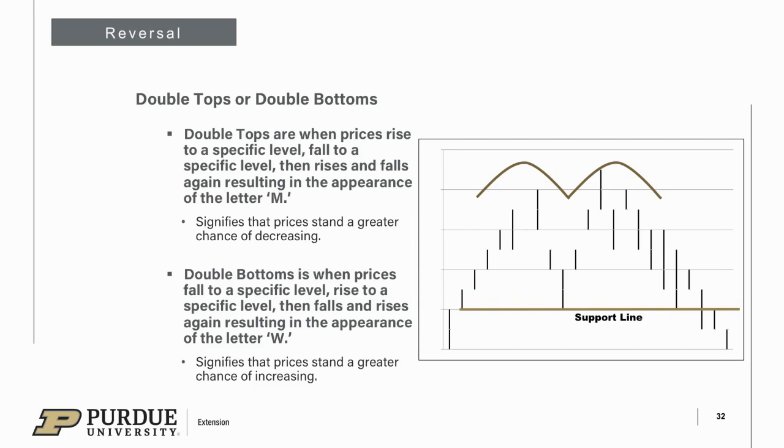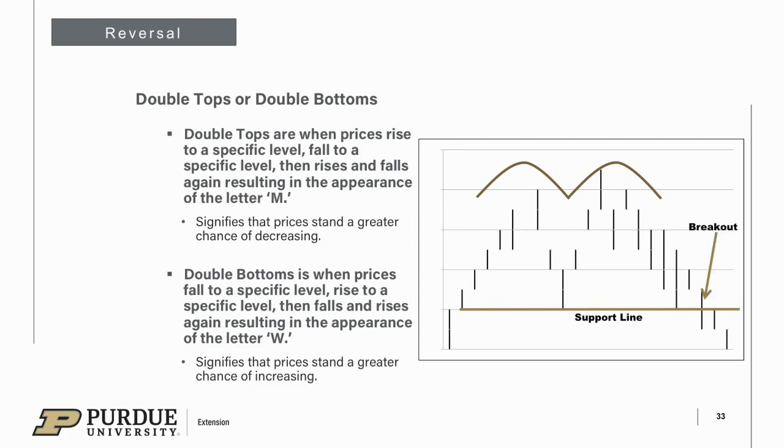In comparison, our double bottoms are when prices fall, then rise, then fall, then rise to a specific point. And it makes the appearance of a W. And it signifies that prices stand a greater chance of increasing.